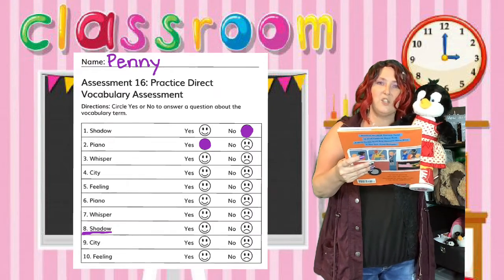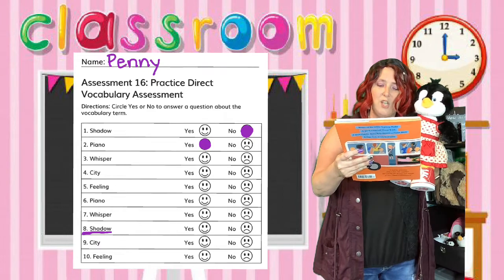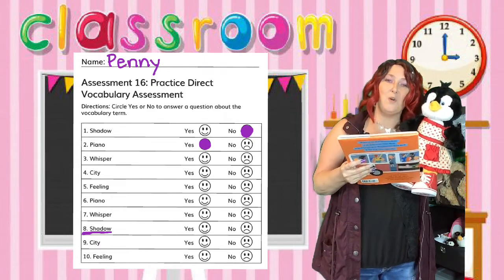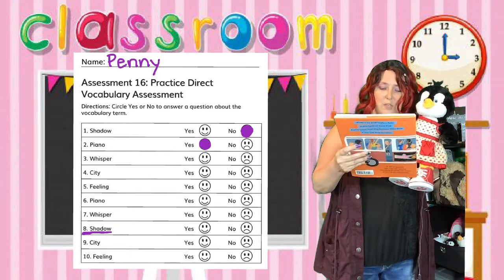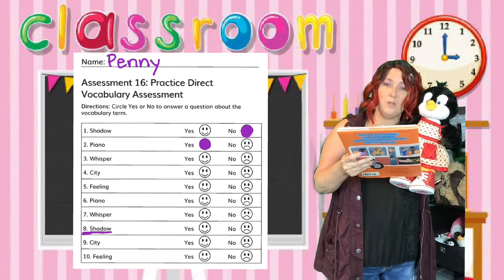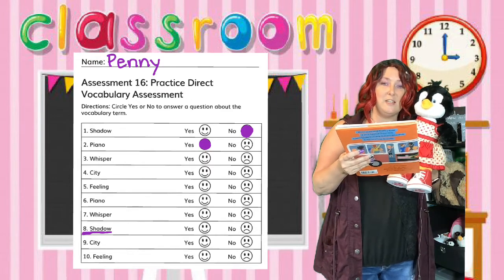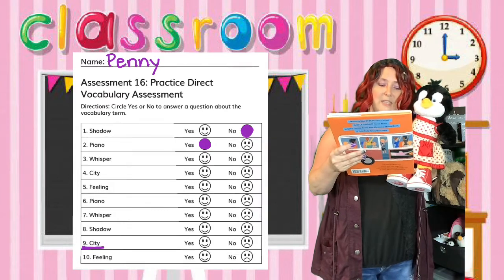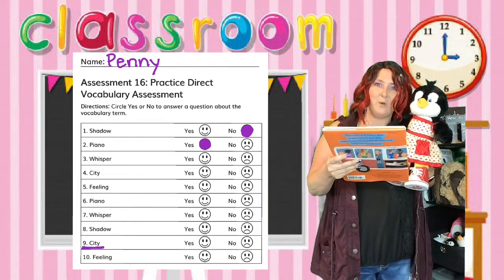Number 8 is shadow. Can you see your shadow outside on a sunny day? Yes, happy face, or no, sad face? Can you see your shadow outside on a sunny day? Fill in happy face or sad face, for yes, you can see it on a sunny day, or no, you cannot. Okay, next one is city. And this is number 9, so we're almost to the bottom here.